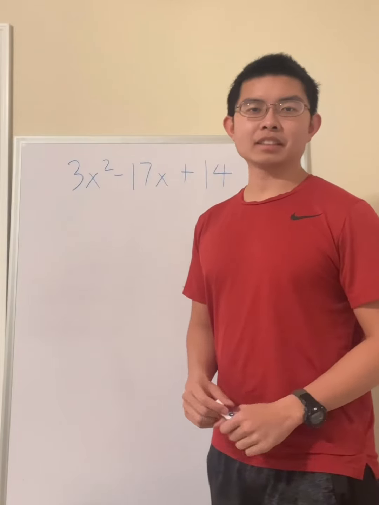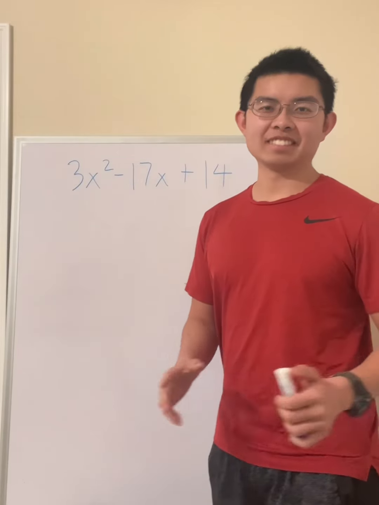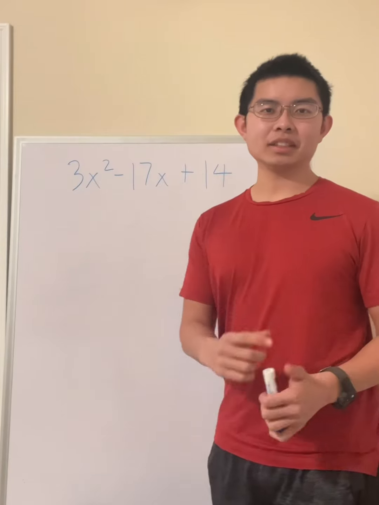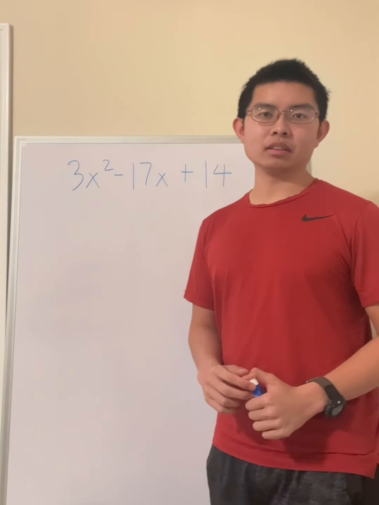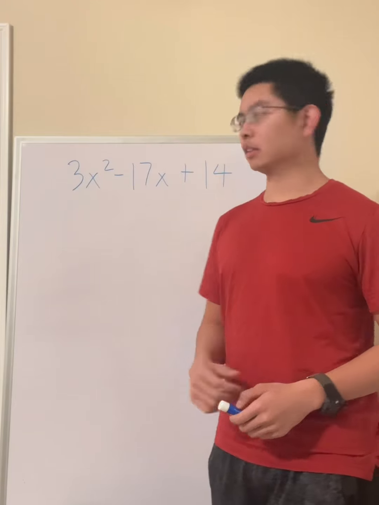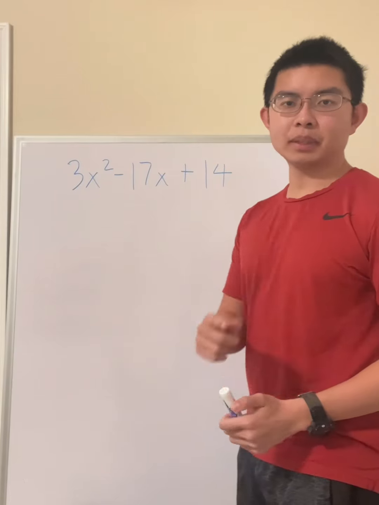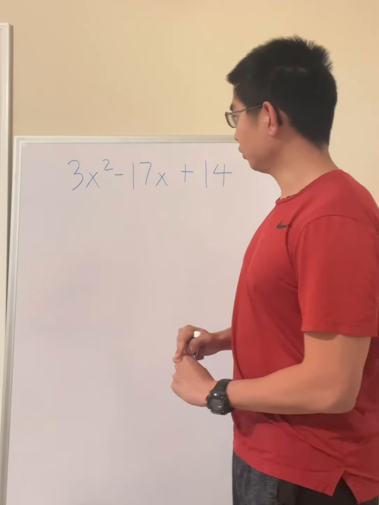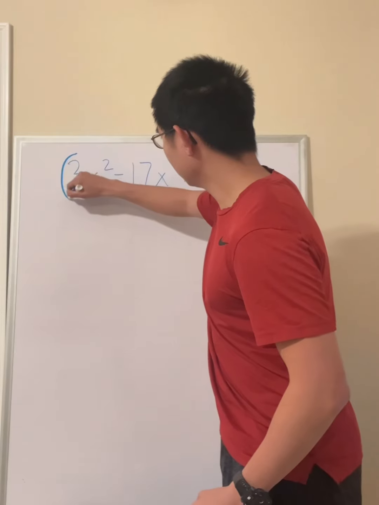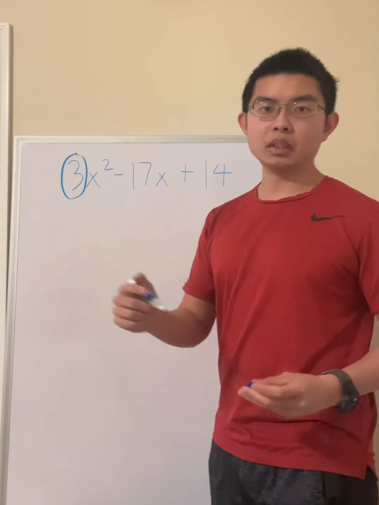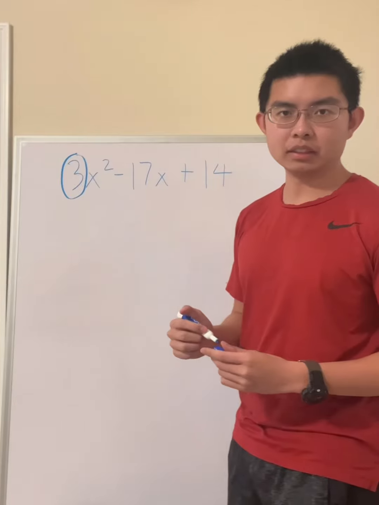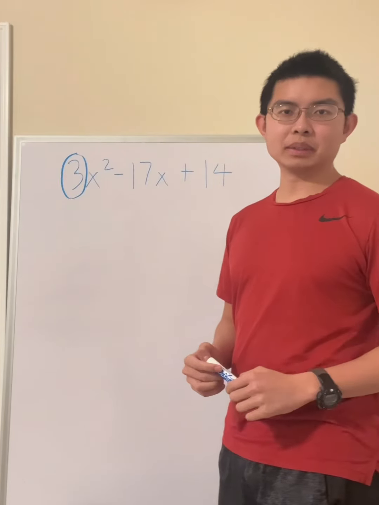If you find factoring really hard, that's okay. You're not alone. In this video, I'll show you a technique called factoring by grouping so you never get stuck factoring a quadratic like this again. This is especially helpful when your coefficient on x squared is not 1, it's 3 in this case. So here's how factoring by grouping works.